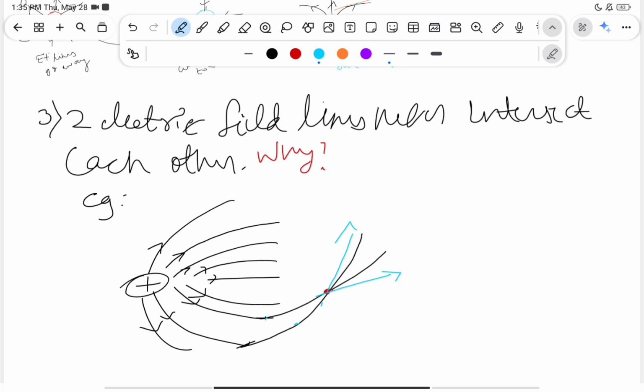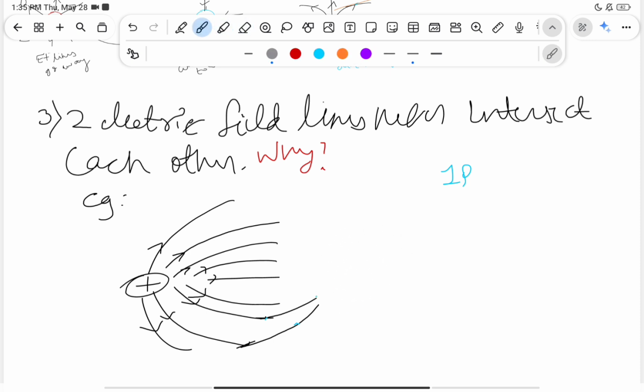A test charge, what is a test charge? A 1 coulomb charge cannot move in two directions at all. It is absolutely false. It is not possible. Hence, two electric field lines never intersect each other.